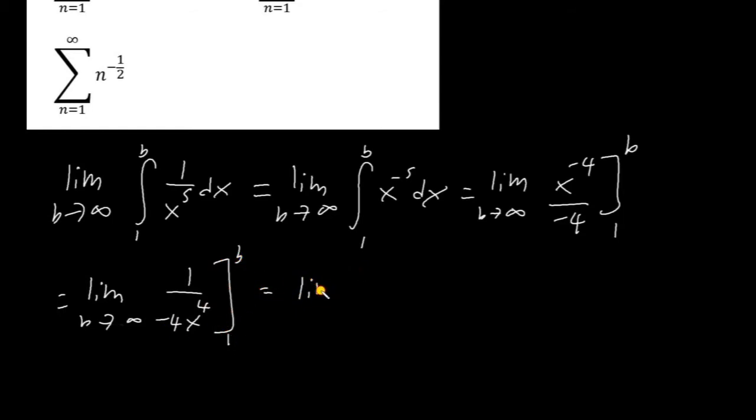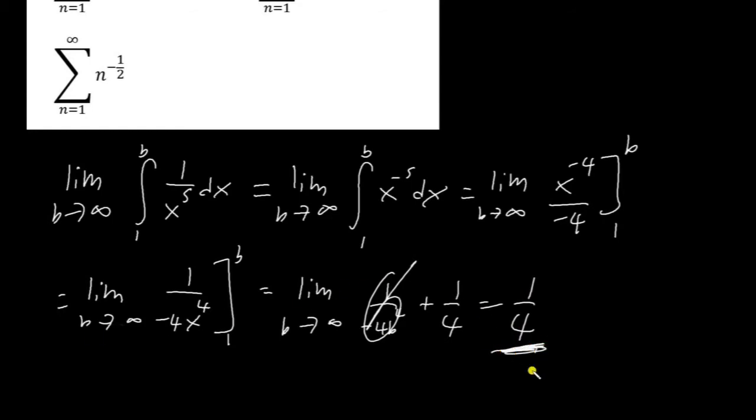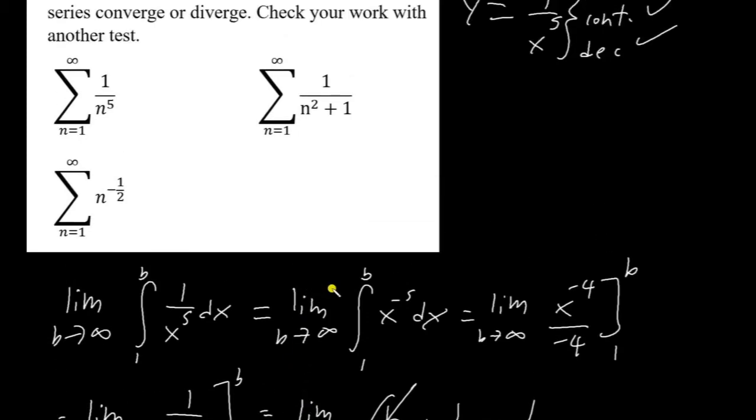If I plug that in, I will get the limit as b approaches infinity of 1 over negative 4b to the 4th minus negative 1/4. So it's going to be plus 1/4. And as b approaches infinity, this guy is going to go to 0. It's going to go away, and we're just left with 1/4. Remember, key thing for the integral test, this is not your answer. Your sum does not necessarily converge to 1/4. All we know is that it converges to some number. Since the integral converges, so does our series. So we'll say that our series converges by the integral test since the integral converges.